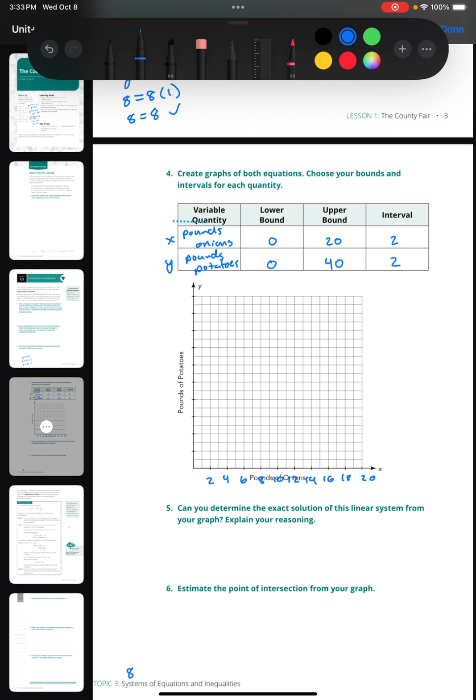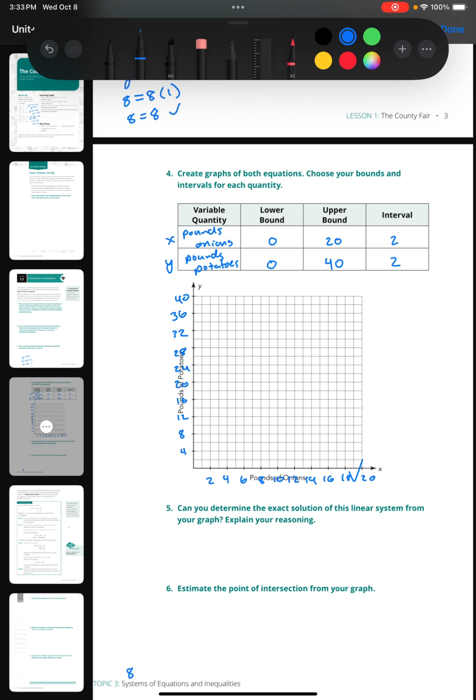So that goes up to 20. And then on my Y-axis, let's see, we'll make every line 2. So the first big line here will be 4. So 6, 8, 10, 12, 14, 16, 18, 20, 22, 24, 26, 28, 30, 32, 34, 36, and then 40 would be the top one.